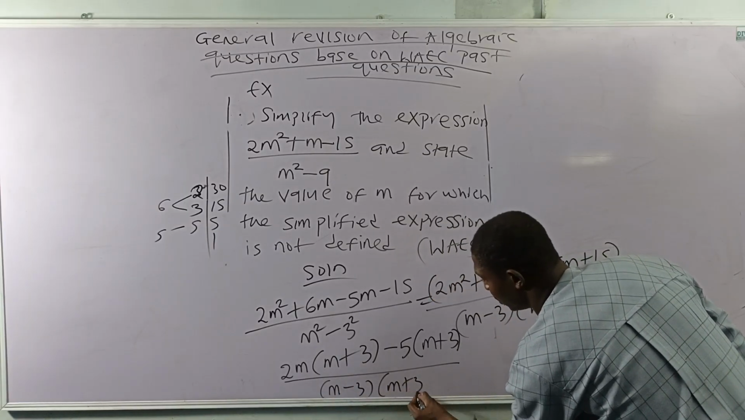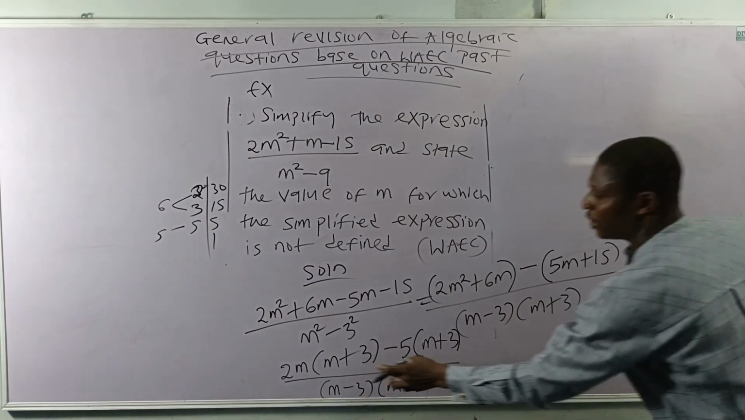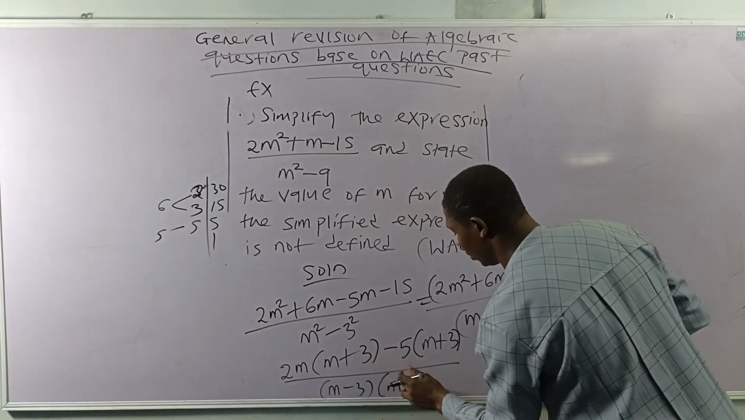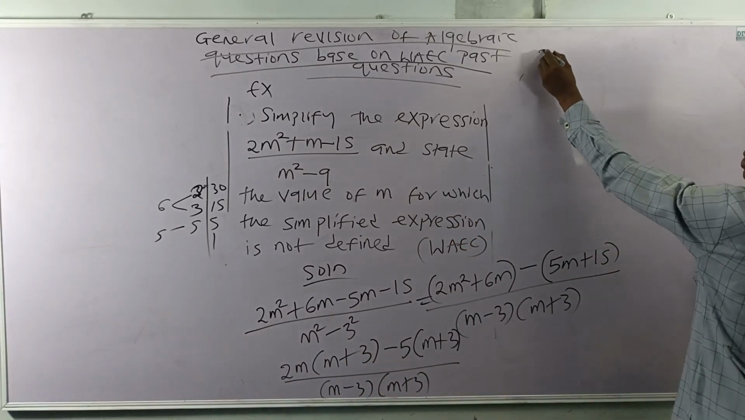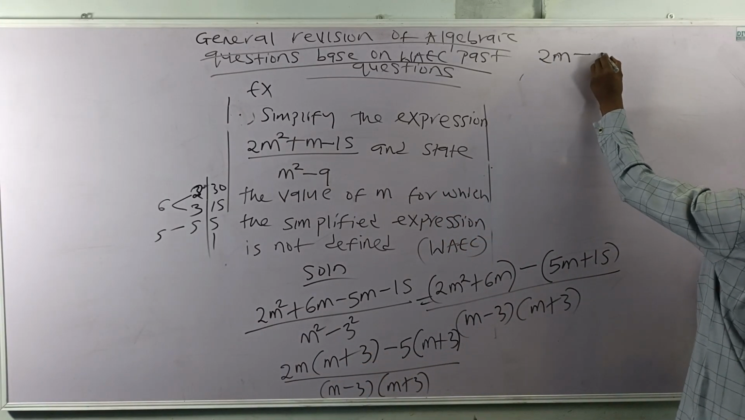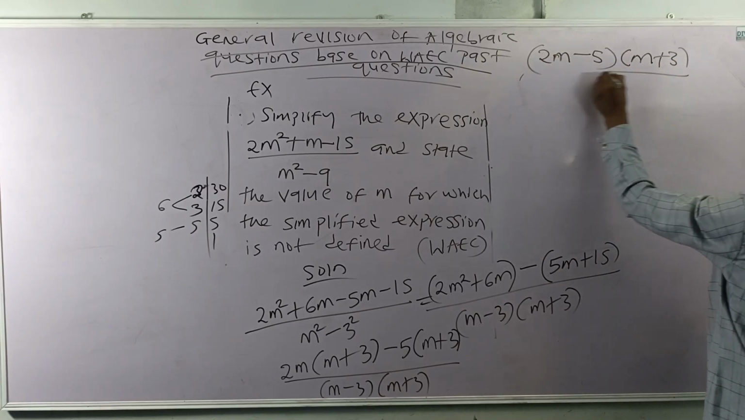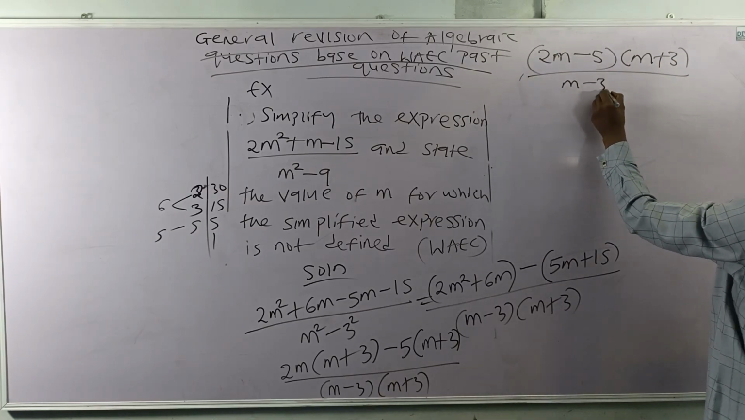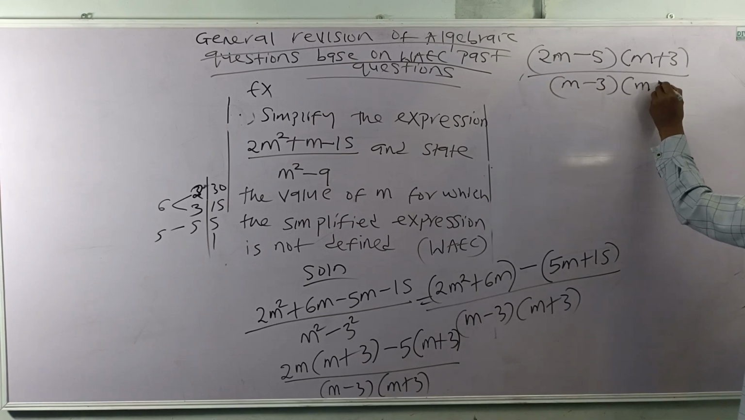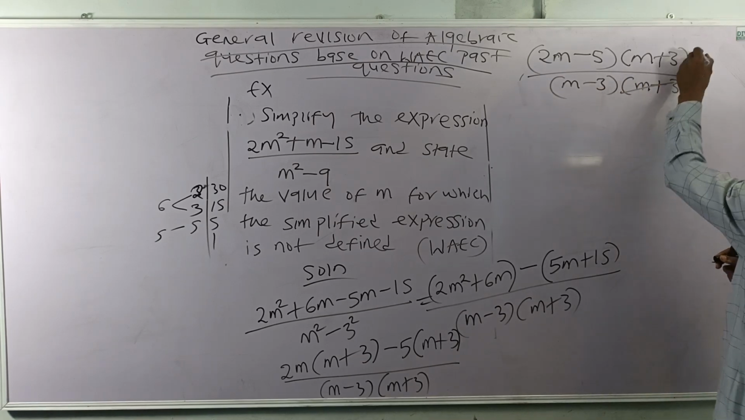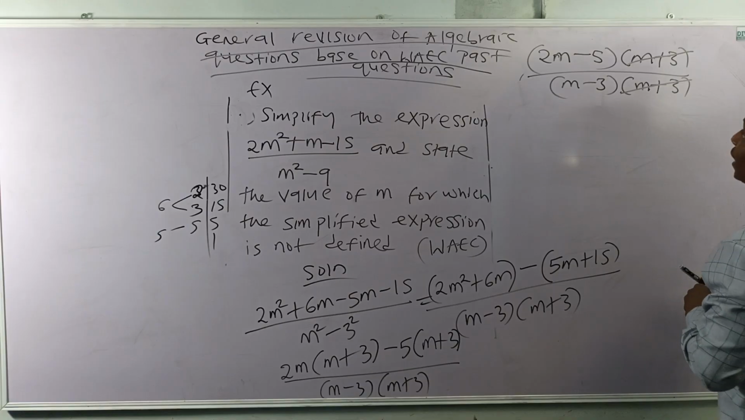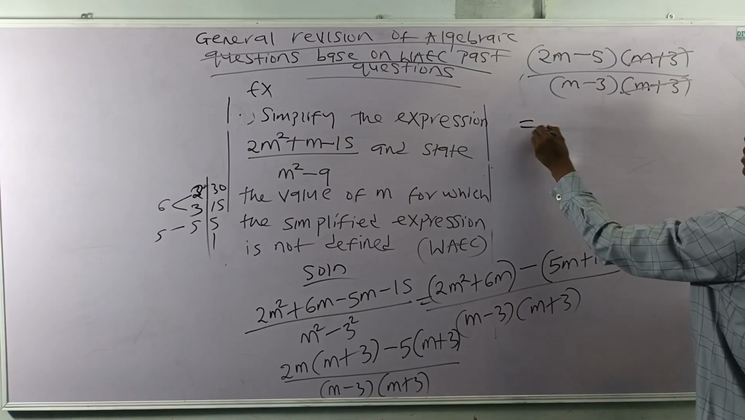So I'll have 2m minus 5 and m plus 3, since m plus 3 is common. So I have 2m minus 5 and m plus 3, all over m minus 3 bracket m plus 3. So m plus 3 can cancel m plus 3. And I therefore have my final simplified answer to be what?